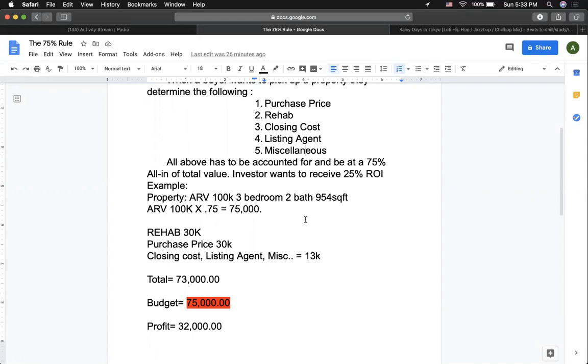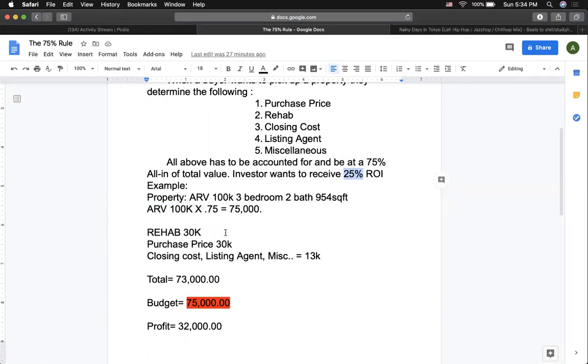So for an example, if you have a property that is 100,000, this is a 3-bedroom, 2-bath, 954 square feet. The first thing they do on everything is find out what the ARV is, and then they times that by 0.75. And what that would equal is a 75% number that they have to stick at or under in order to get their 25% return back on the investment.